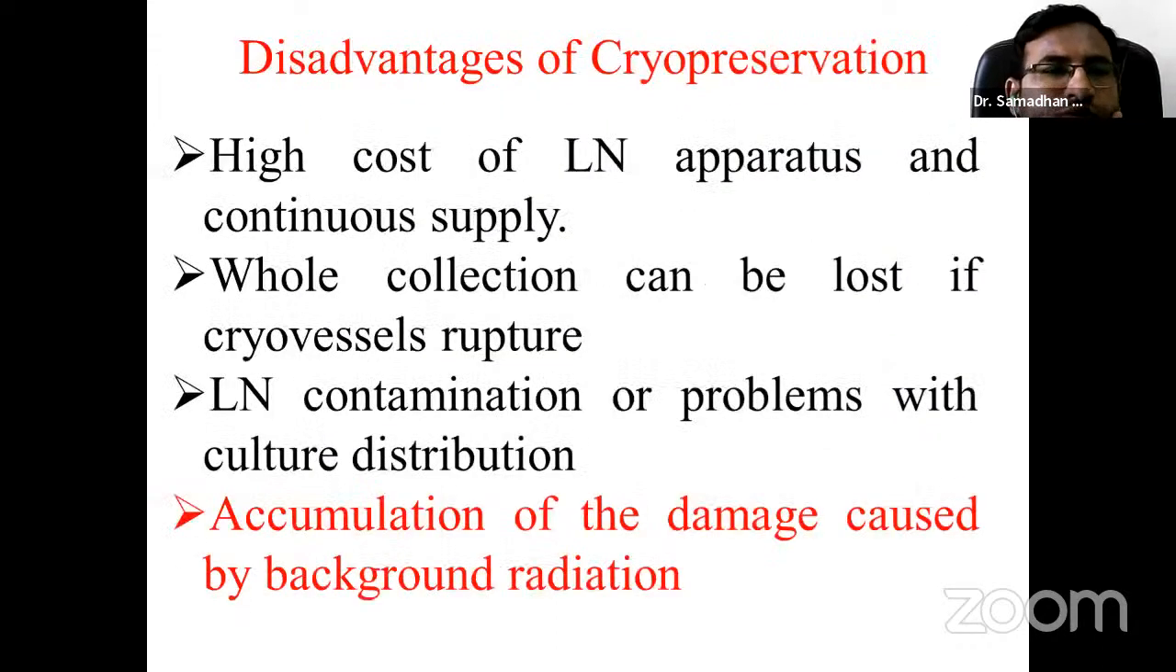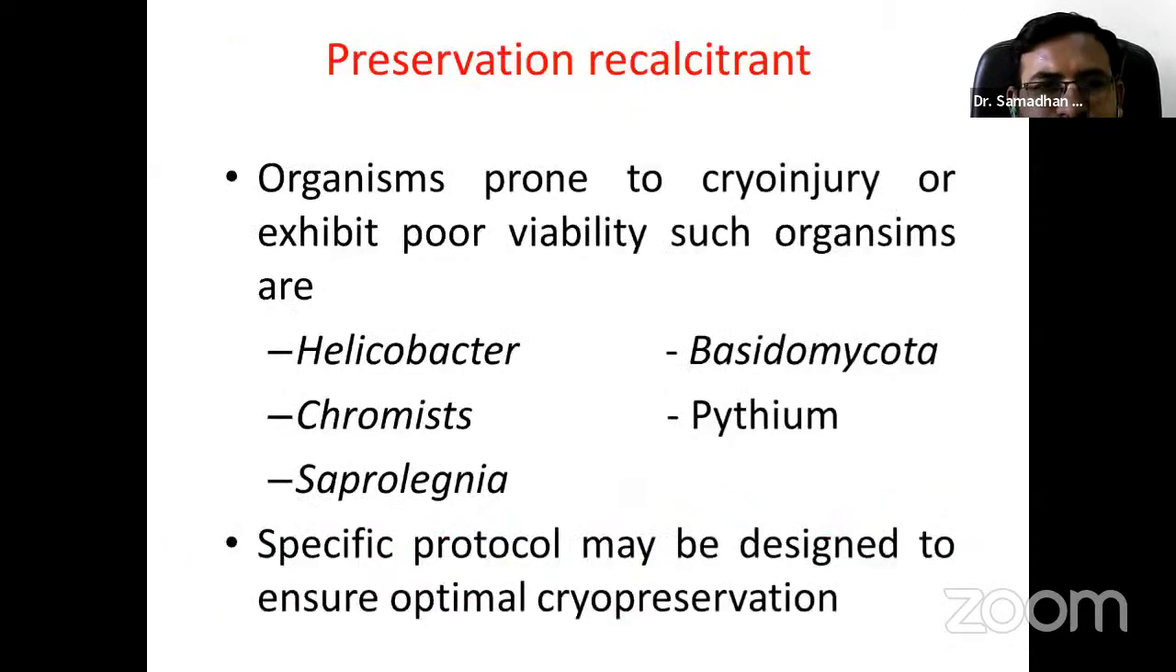Disadvantages of cryopreservation: high cost of liquid nitrogen apparatus and continuous supply. The whole collection can be lost if cryo vessels are ruptured. Then liquid nitrogen contamination or problems with culture distribution occur often because of handling errors. Then accumulation of damage caused by background radiation. When these cryo vials are stored, there is some vibration, some radiation comes, so it may cause damage.